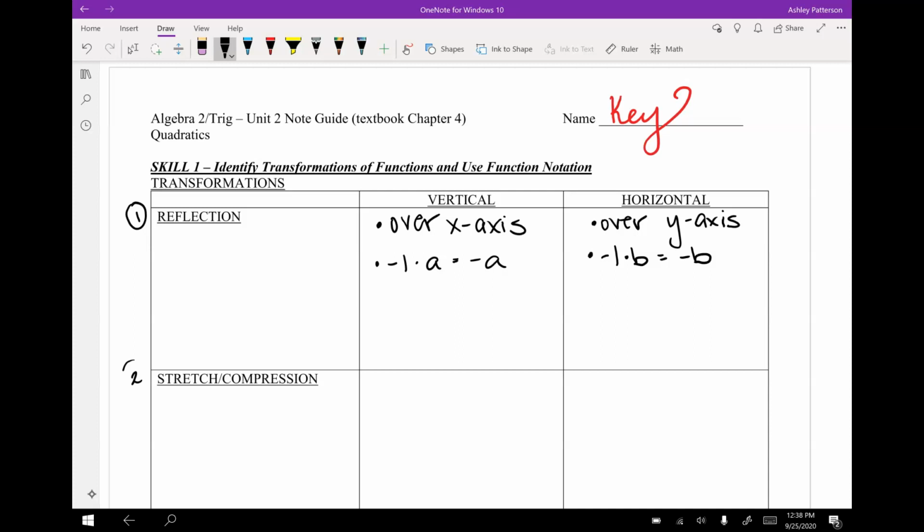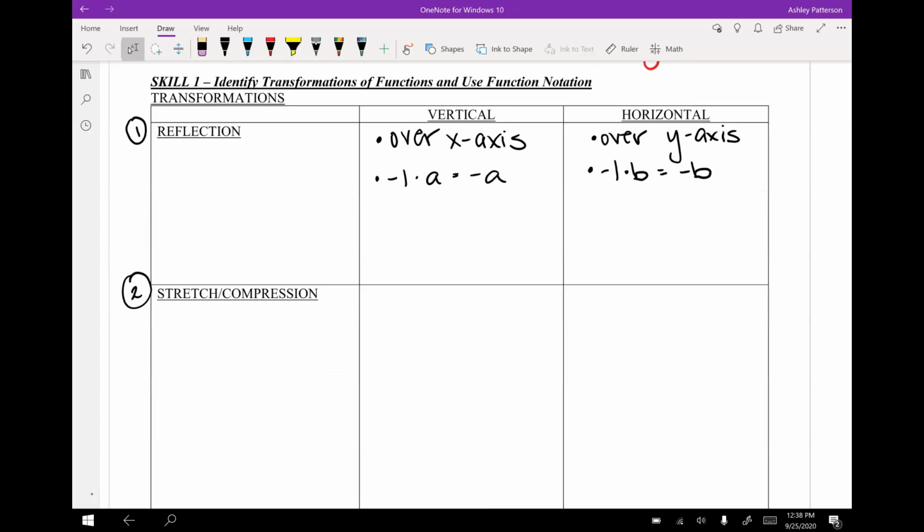The second is a stretch or compression. So how do we know, pardon me, if it's a stretch or a compression? Looking at the vertical, okay, so if I'm a vertical stretch or a vertical compression, if your a value is greater than 1, you are a vertical stretch. Ultimately, what this looks like is your graph is getting skinnier. Is that a mathematical term? Absolutely not. But it helps us to be able to see or think about what this does to our function.